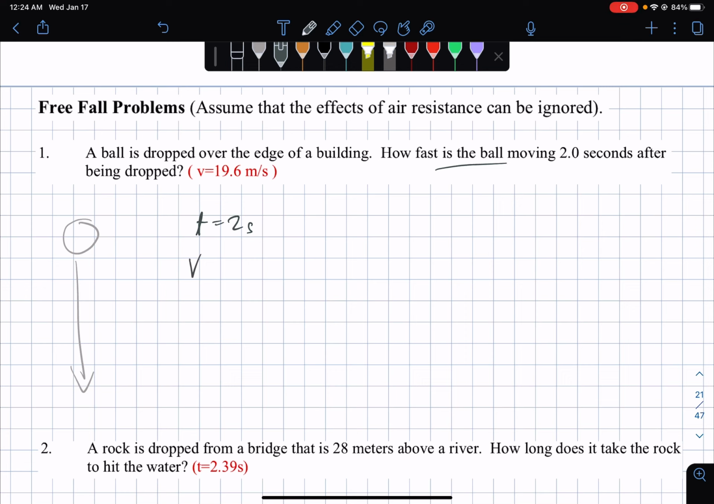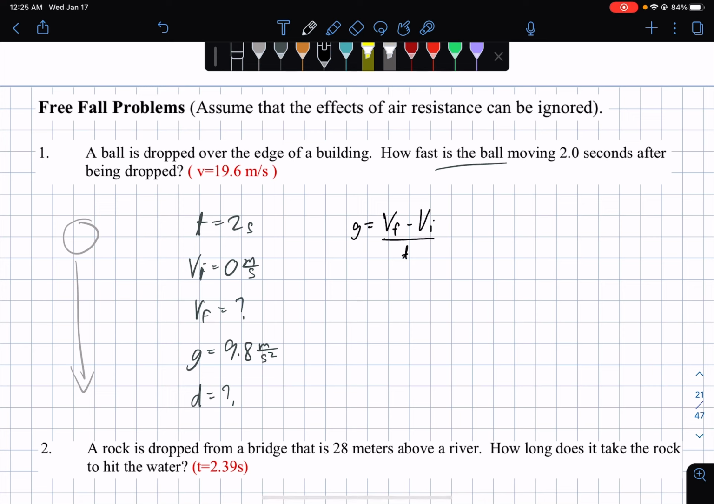So dropping an object, VI is 0. Vf is unknown. Oh yeah, Vf in the sense that the time is 2 seconds. That's what we're looking for. Gravity is still the constant 9.8 meters per second squared. The distance is missing, I suppose. Okay, let's try this.